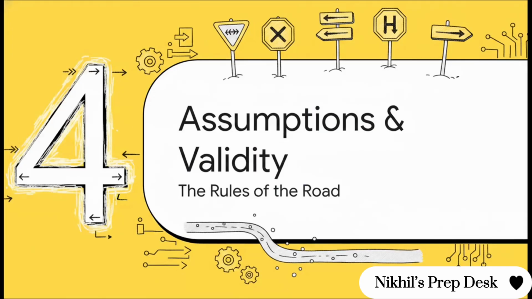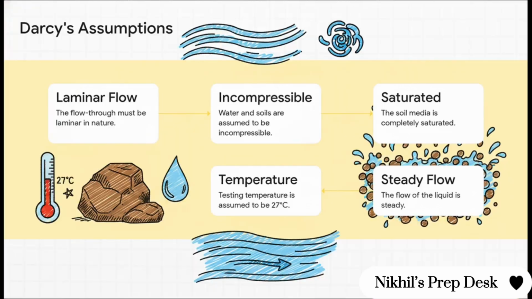All right, Section 4, assumptions and validity. Let's go over the rules of the road. When formulating all this, Darcy had to lock in some very specific conditions. These 5 core assumptions act as a strict checklist that absolutely must be met.